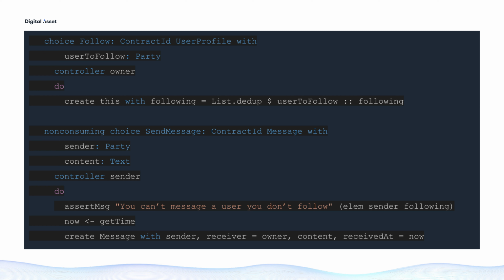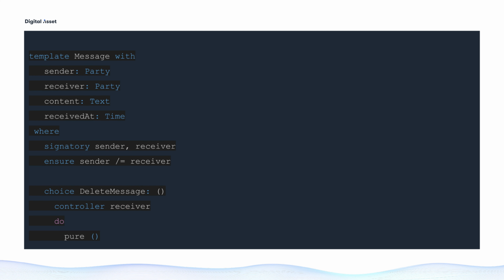The user profile template has two choices. One adds a new party to the list of parties the user follows. The other allows a sender party to send a message to the user. That is, create a message contract with the receiver field set to the owner party of this user profile contract. The message template defines the sender and the receiver parties, the content field for the text of the message, and the received at field to store the time the message contract was created.